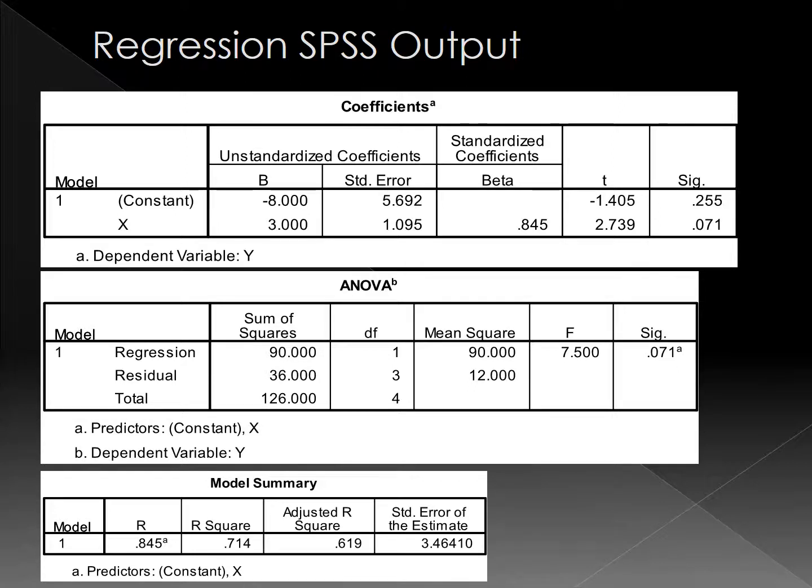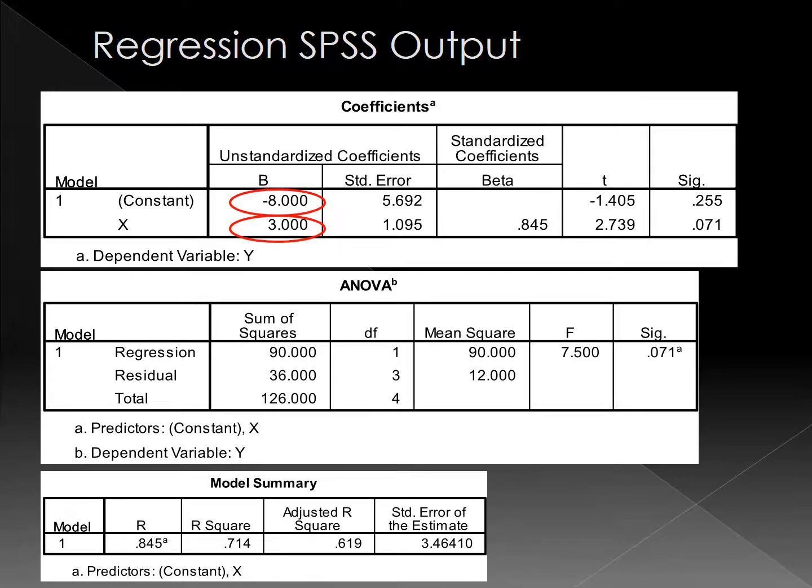Here is the SPSS output. I just used SPSS to run the regression, and it gives us these main three tables. The first table I listed here is the coefficient table. In the SPSS output, this was actually the last one. I just flipped the order of the tables.